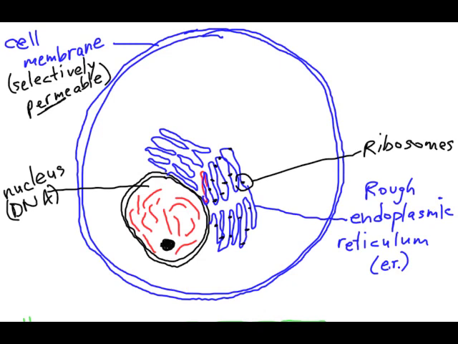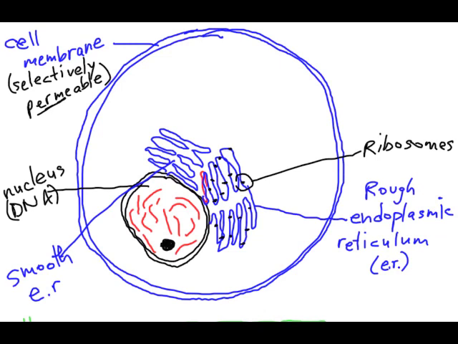Now, this smooth one here is also considered an endoplasmic reticulum, but this is the smooth endoplasmic reticulum. These are known for the production of fats and oils. Now they're smooth in nature because they do not contain these ribosomes.